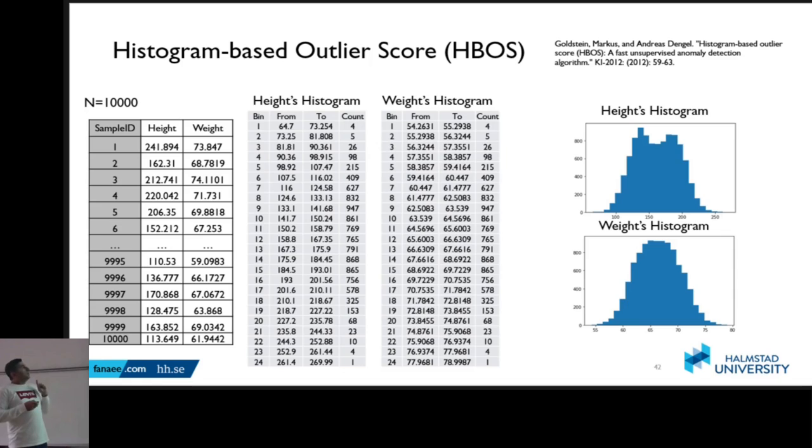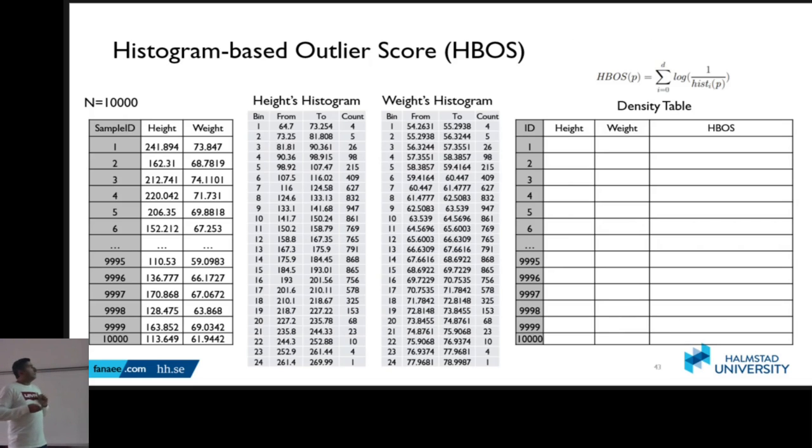And then it looks at how samples are located in which bins of these histograms. For instance, look at this example. This guy's height is located in this bin, bin 21, which is a very low-frequency bin. We have only 23 other instances in this bin. So it turns out this is an abnormal value for height. And then if you look at his weight, it also appears in a low-frequency bin, 68.